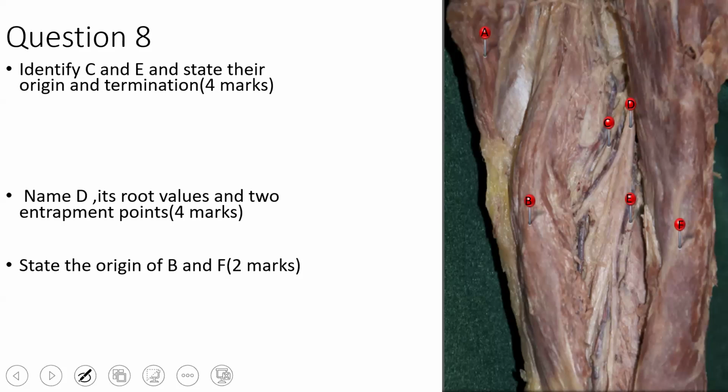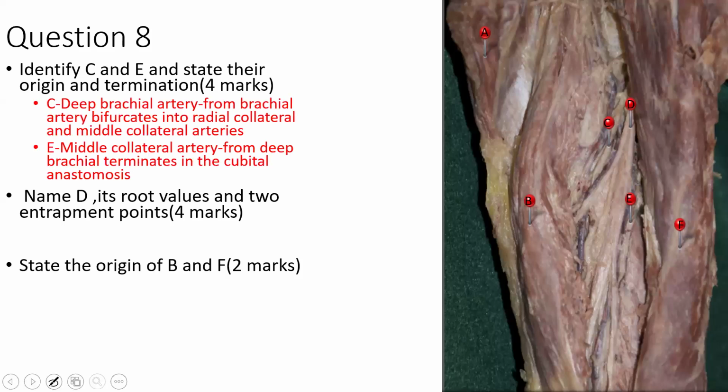What is C and what is E? Any other one, anyone who opposes radial collateral and middle collateral, anyone else who has opposing views? Do you all agree to that? Okay. So it seems nobody got C, which is the deep brachial artery.